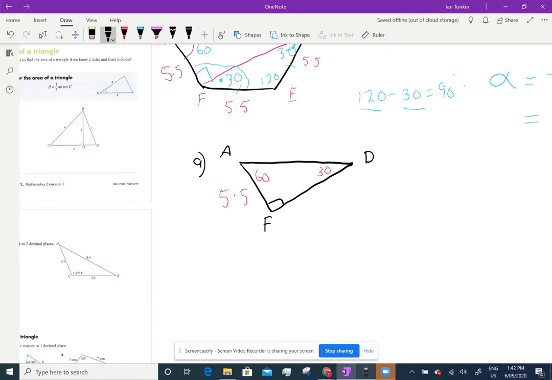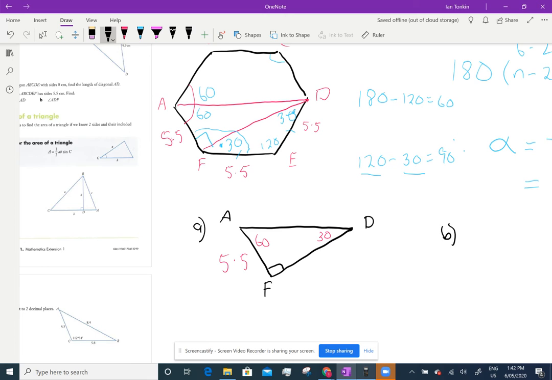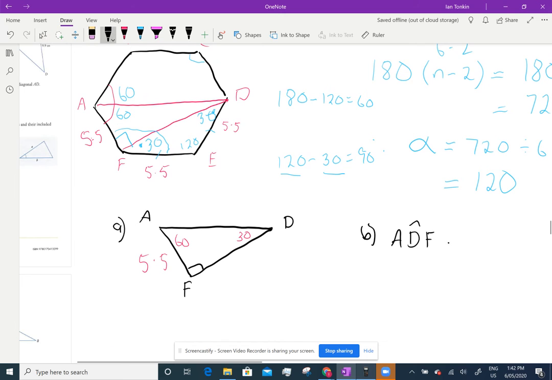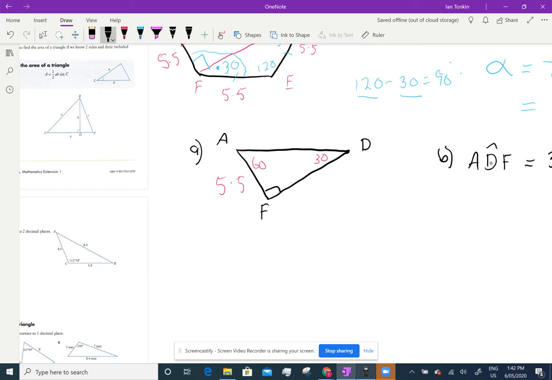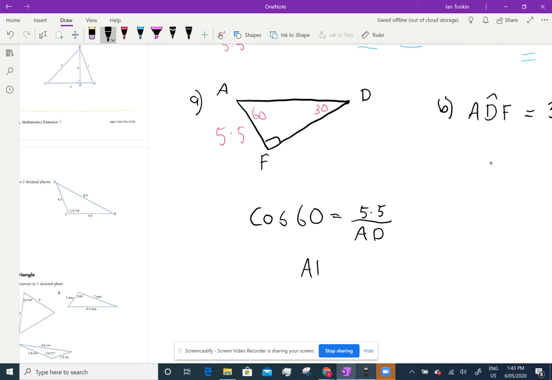AD, there's part B, angle ADF equals 30 degrees. And I can use right angle trig here. So I'm going to use cos, because I need to find AD. Cos 60 equals 5.5 over AD. So AD equals 5.5 over cos 60.